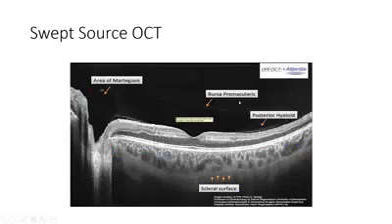The next imaging modality that was very useful and revolutionary for our clinic is the swept source OCT, because in the swept source OCT, you can see all the layers of the retina very nicely. You can see the vitreous, the retina, the choroid, and the sclera. And actually, this is very important, we will see it in the next cases.